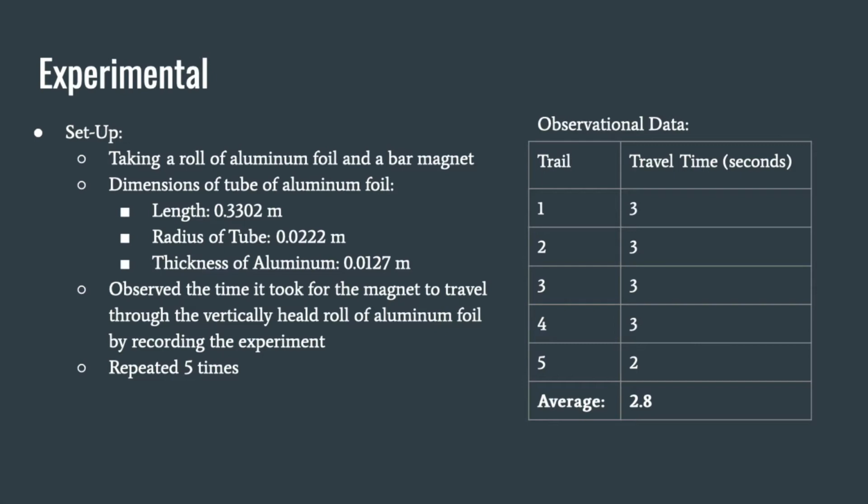The tube we used for the experiment had a length of 0.3302 meters and a radius of 0.0222 meters, and the thickness of the aluminum on the tube was 0.0127 meters. We repeated the process 5 times, and the raw data can be found on the table to the right, and overall, we got an average of 2.8 seconds.